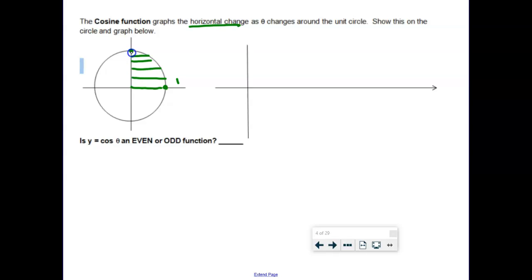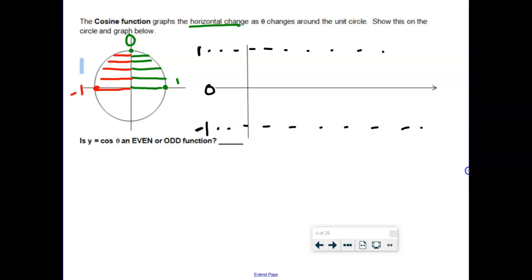What's the horizontal change up here? 0. Good. And then over here, the horizontal change keeps going, going, going until it gets to -1. Very nice. So that's what we're going to see. A very similar idea to our sine development, but this time cosine obviously is a different shape. Take a wild guess what your maximums and minimums are. 1 and -1.